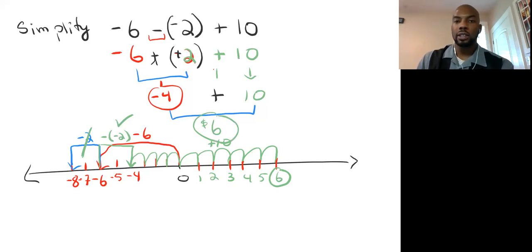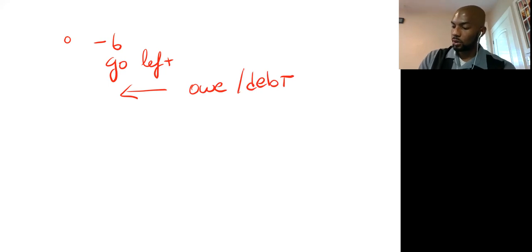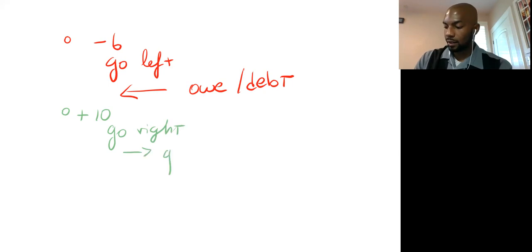Very nice. So let's talk about some takeaways. Takeaway number 1. Negative numbers go left on the number line. Or you can think of them as how much you owe somebody, or debt. Number 2, positive numbers go to the right. And this is how much you are gaining, or how much you have.